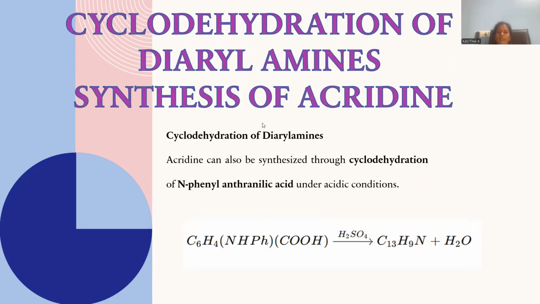Another methodology for the synthesis of acridine is cyclodehydration of diaryl amines. Diaryl amine is the starting material, to be taken through the process called cyclodehydration, right? Cyclization with subsequent removal of water gives rise to acridine as the final product under dehydrating agent conditions. Sulfuric acid is a good water removing agent, a dehydrating agent.